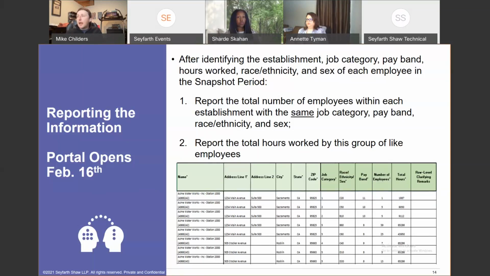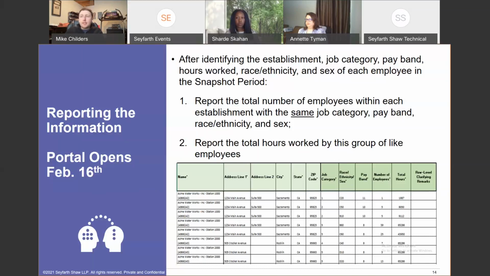So if we take a look at the example here, starting at the 7th column, we've got our job category, and you'll notice that we've got different lines for each job category, race, ethnicity, sex, and pay band combination that occurs. And then we report the total number of employees within that pay band, and we report the total number of hours for employees within that pay band.